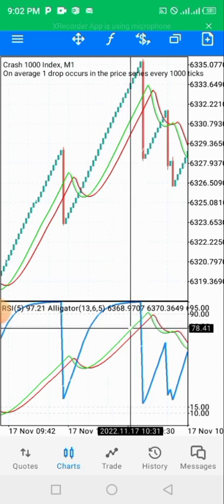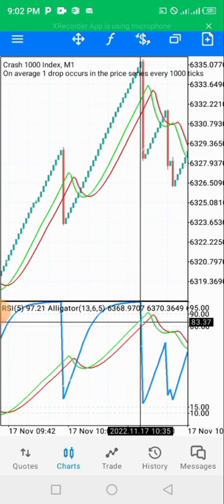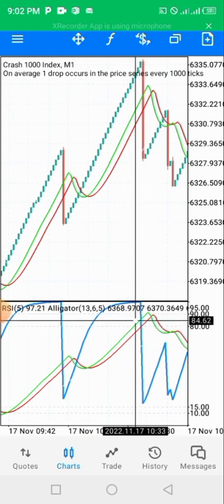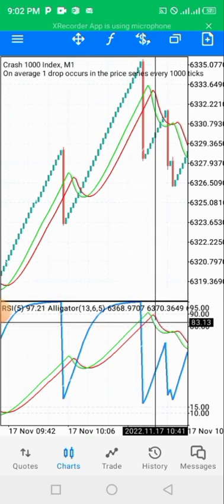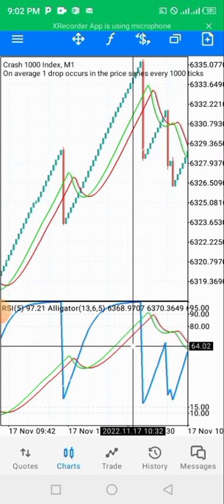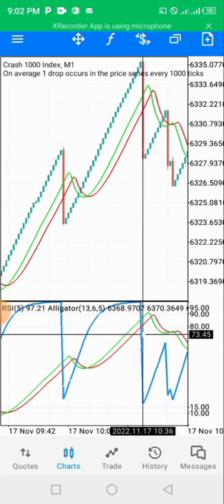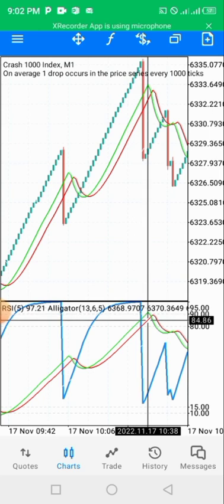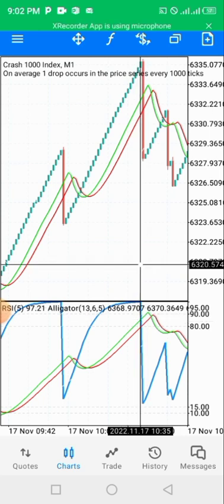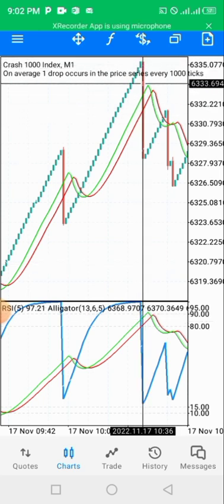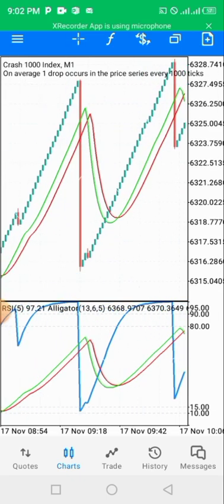So the first condition is seeing the red and green indicator here crossing each other above the level 80. And the second condition is when you see the blue indicator going above the level 80, you open your positions and you wait for like 5 minutes, and boom, you have a spike here. Let me show you another example.